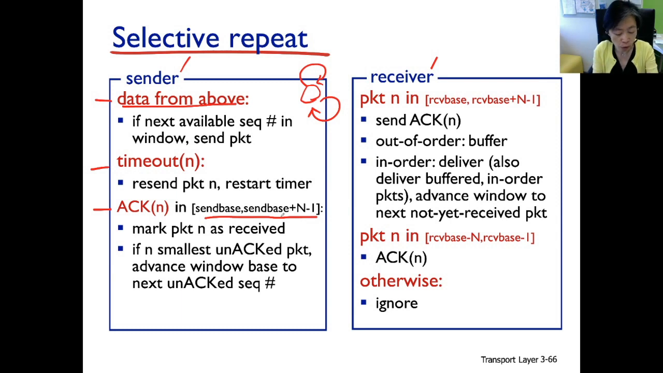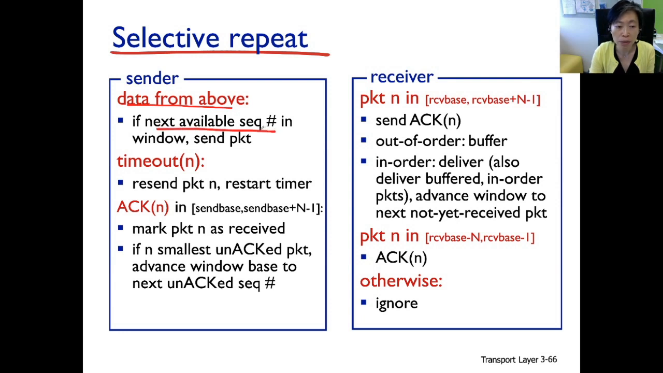So now let's go over the finite state machines of the sender and receiver. Sender side, when there's a call from above, if the next available sequence number is within the window, send the packet. And you know how to check whether the next available sequence number is in the window: the nextseqnum should be less than base plus n. Second is a timeout event. If our timer times out for packet sequence number n, we retransmit packet n and restart the timer. Straightforward.